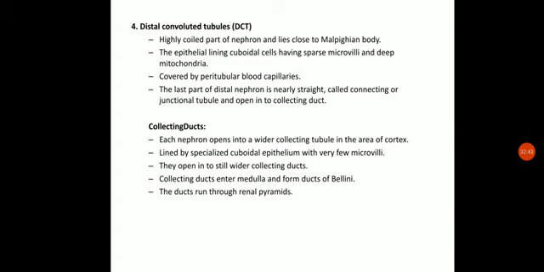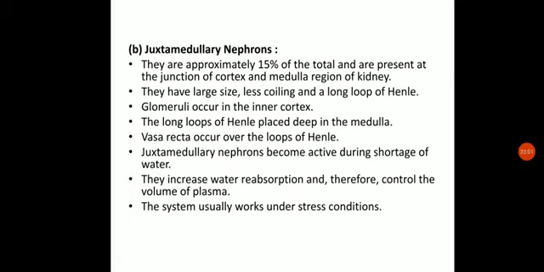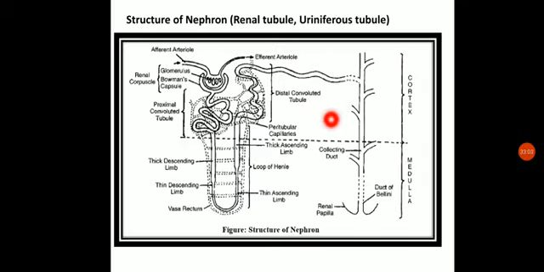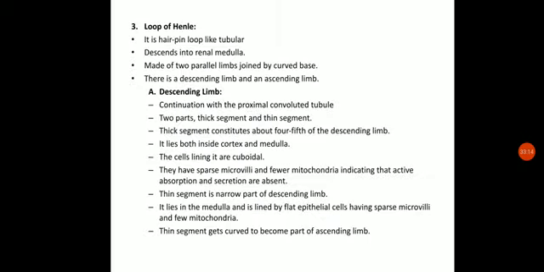The epithelial lining is cuboidal cells having sparse microvilli and deep mitochondria, as we have already seen. So over here also the mitochondria will be present very deeply, and there is a large amount of microvilli. Now they are covered by peritubular blood capillaries, so that whatever food, substances, and minerals are reabsorbed, they are reabsorbed into the blood capillaries also. So these are also covered by blood capillaries.